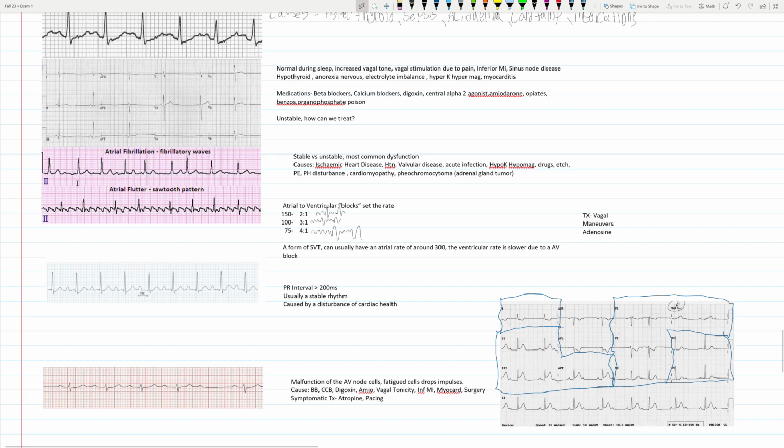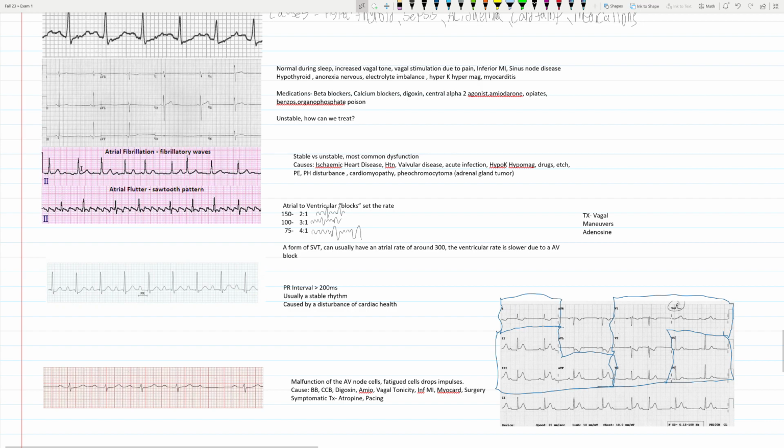Okay. Next, we have atrial fibrillation and atrial flutter. When we're looking at atrial fibrillation here, this top strip, we're looking at the atriums. And remember, the atriums are represented by the P waves. So when we're looking in here, we can see our P waves look like they're just all over the place. We have no organization of these P waves. They are just fibrillating. Okay, they're not fluttering, they're fibrillating. They are not organized by any means.